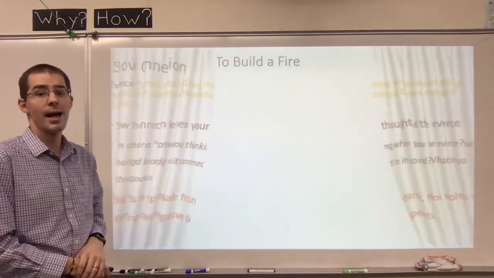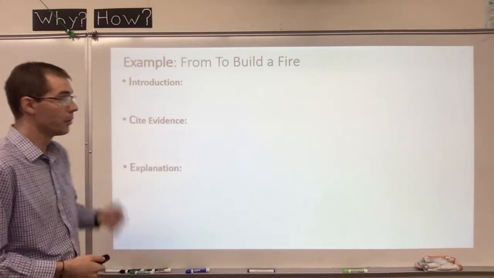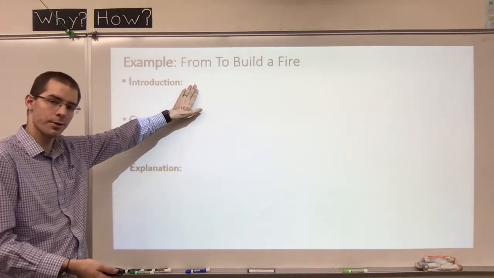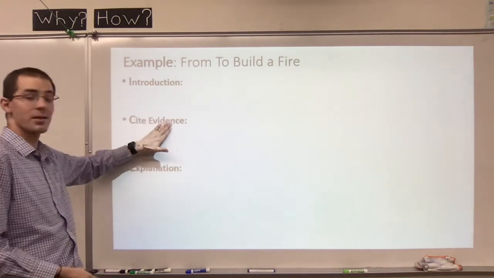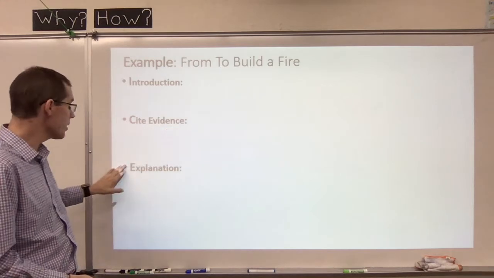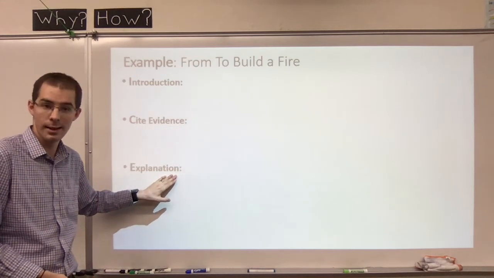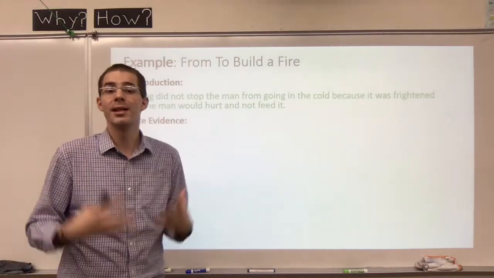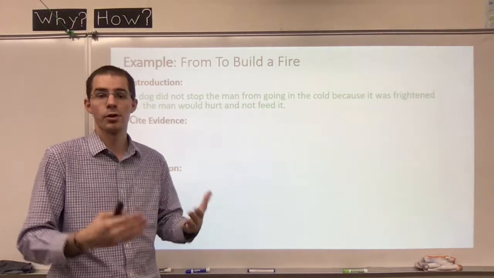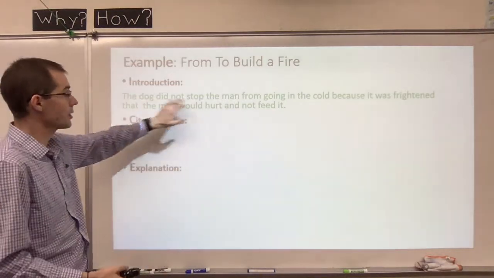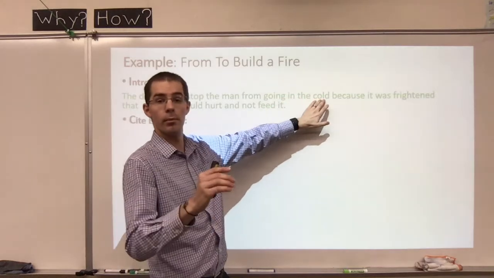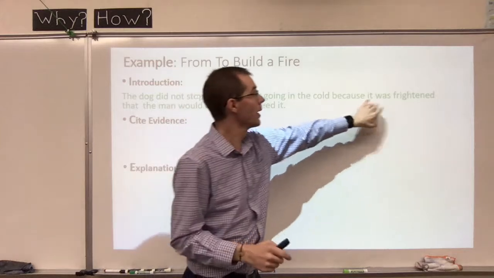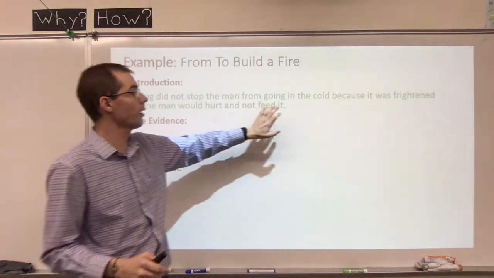Let's take a look here and see how this all comes together. Remember ICE. I-C-E. Introduction. We introduce, answer our question, introduce the ideas that we're talking about. We're going to cite our evidence. C. E is our explanation. We're going to explain our thinking. Let's take a look. Here's our introduction. I took the answer and I made it into a complete introduction, a complete sentence with multiple ideas. For instance, the dog did not stop the man from going into the cold. Oh, I've restated the question. Because, here's the reasoning, it was frightened the man would hurt and not feed it.